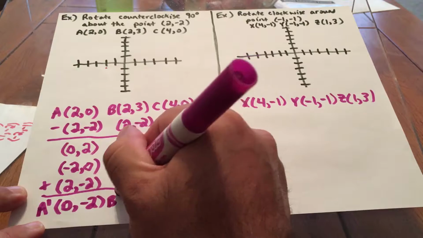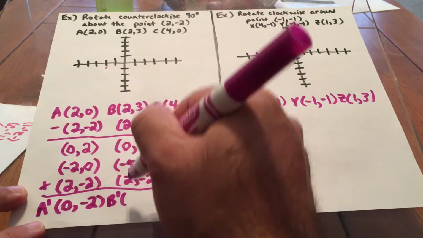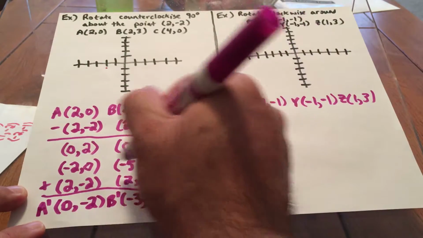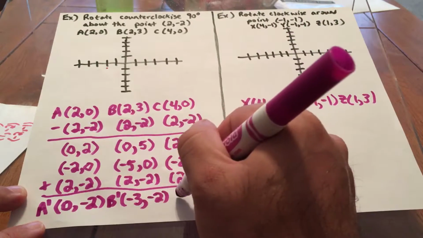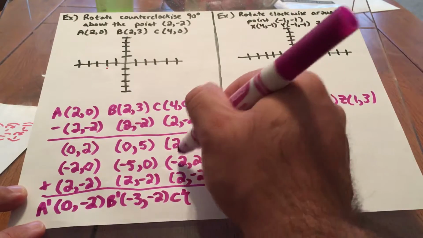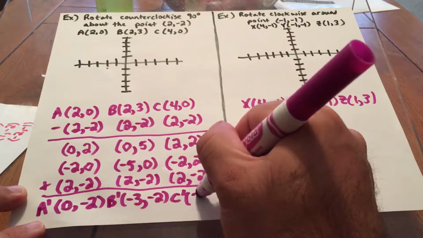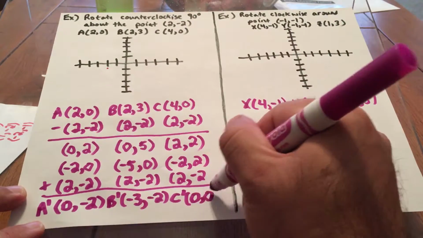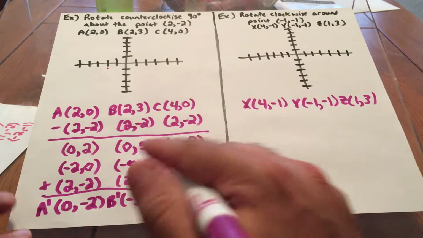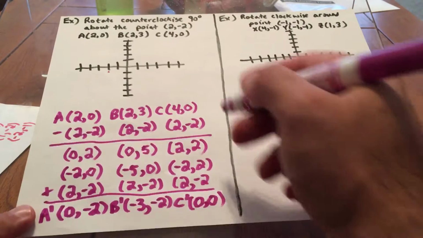Our B prime is negative 5 plus 2, which is negative 3. 0 minus 2 is negative 2. And then our C prime is going to be negative 2 plus 2, which is 0. 2 minus 2 is 0. So your transformed image is at these 3 points.